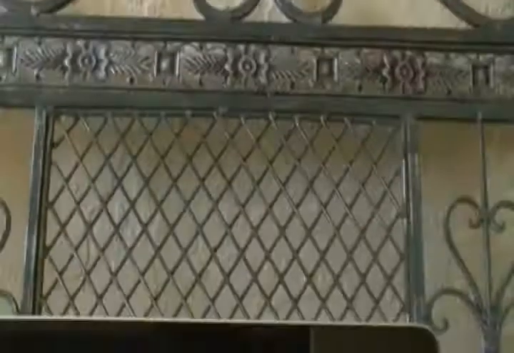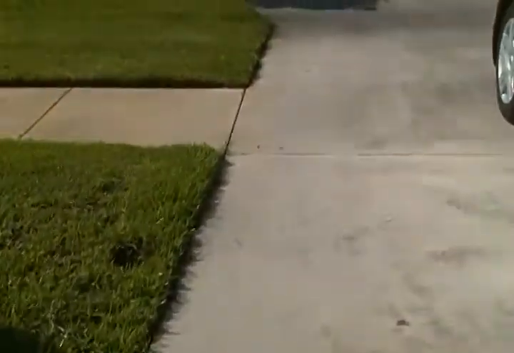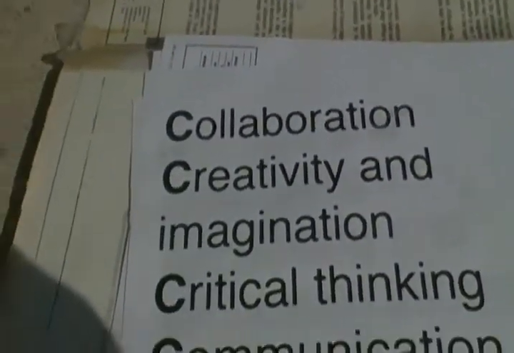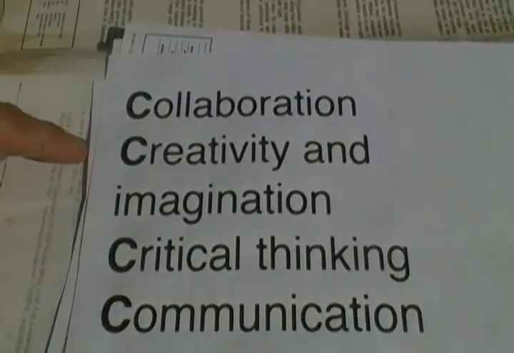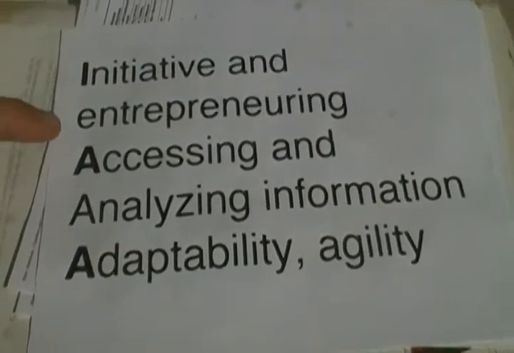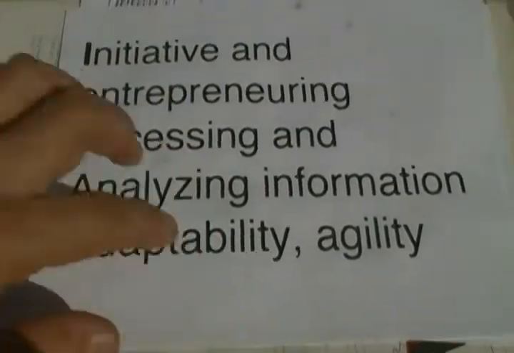I also want to suggest that there are 7 ways for us to be literate, in the sense that there are 7 ways for us to inspire people to go beyond just passive literacy. And one of those ways is collaboration. When you look at the range of skills that we all need, there are basically 7 skills. These 7 skills include the 4 C's: collaboration, creativity, critical thinking, communication. There's an I, initiative. There's 2 A's, accessing and analyzing information, and adaptability and agility.